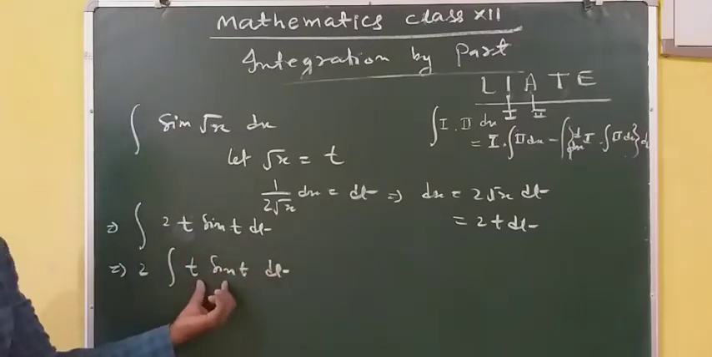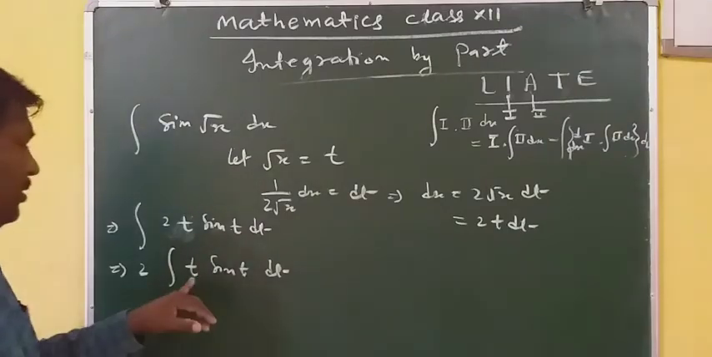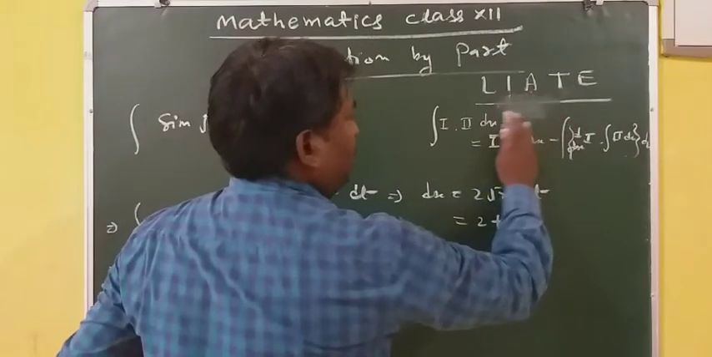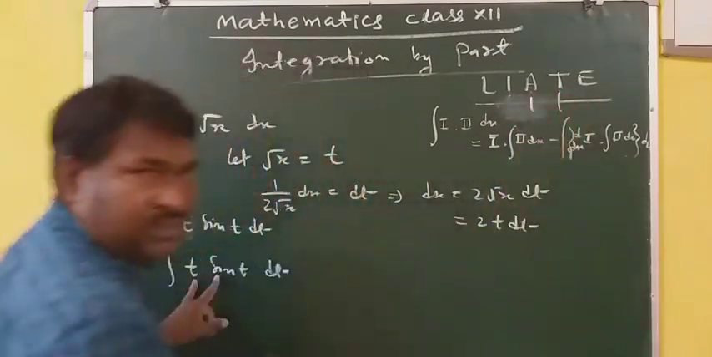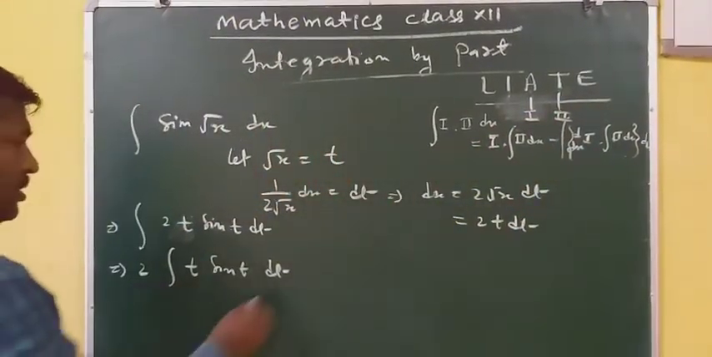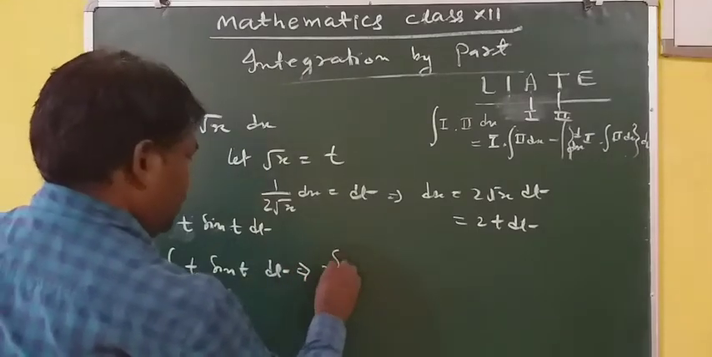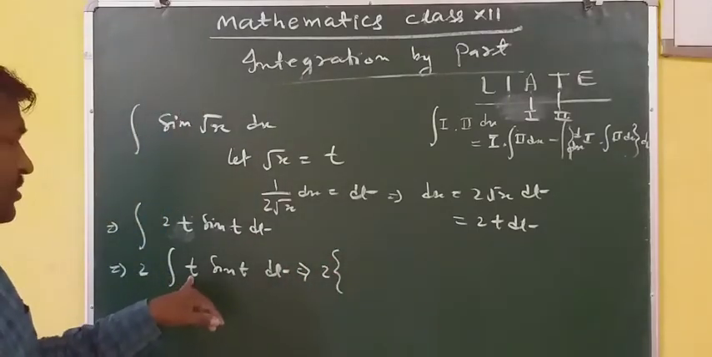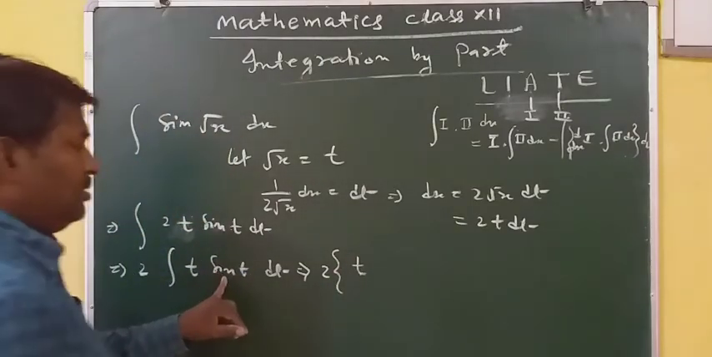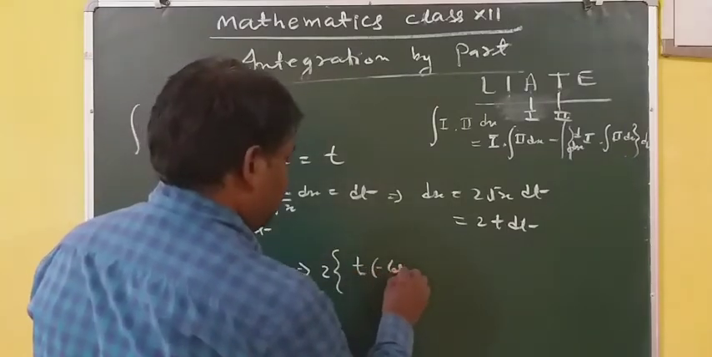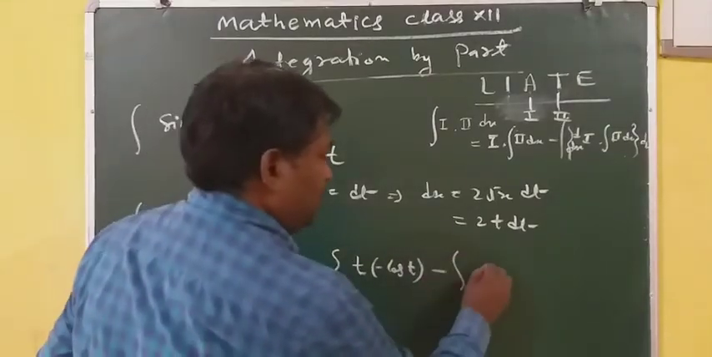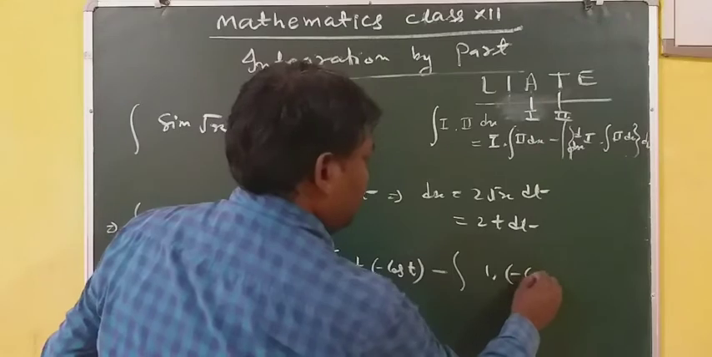Now it is a product of two functions. This is algebraic and trigonometric. So this algebraic as first and trigonometric as second. So 2 is outside. Now first function into integration of second, that is minus cos t, minus differentiation of first, that is 1, integration of second, minus cos t dt.